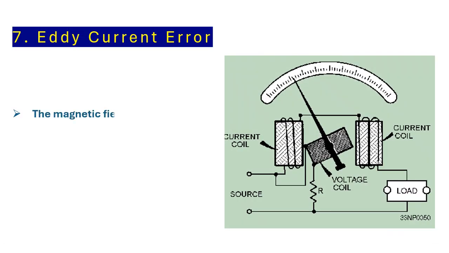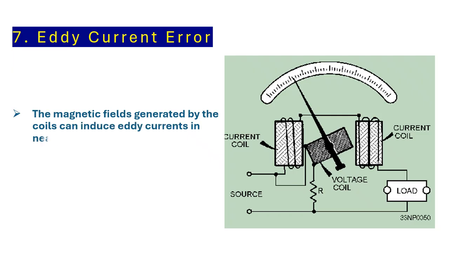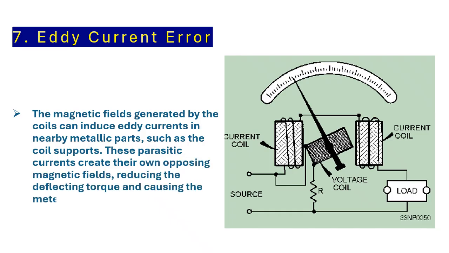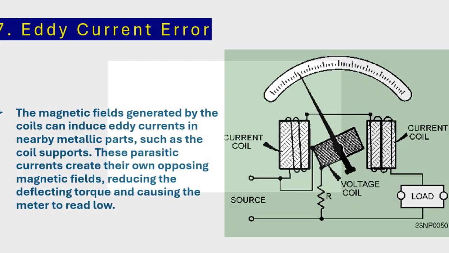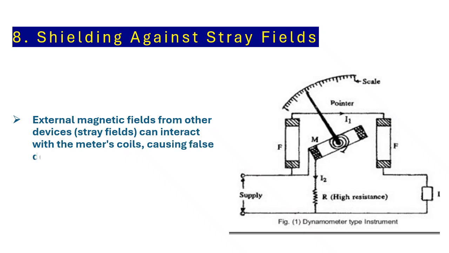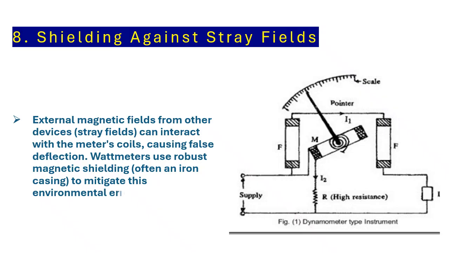7. Eddy current error. The magnetic fields generated by the coils can induce eddy currents in nearby metallic parts, such as the coil supports. These parasitic currents create their own opposing magnetic fields, reducing the deflecting torque and causing the meter to read low. 8. Shielding against stray fields. External magnetic fields from other devices, stray fields, can interact with the meter's coils, causing false deflection. Wattmeters use robust magnetic shielding, often an iron casing, to mitigate this environmental error.